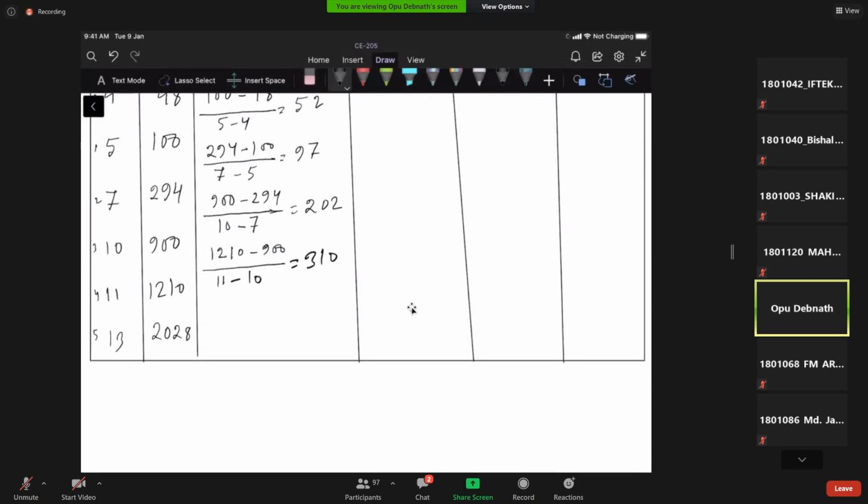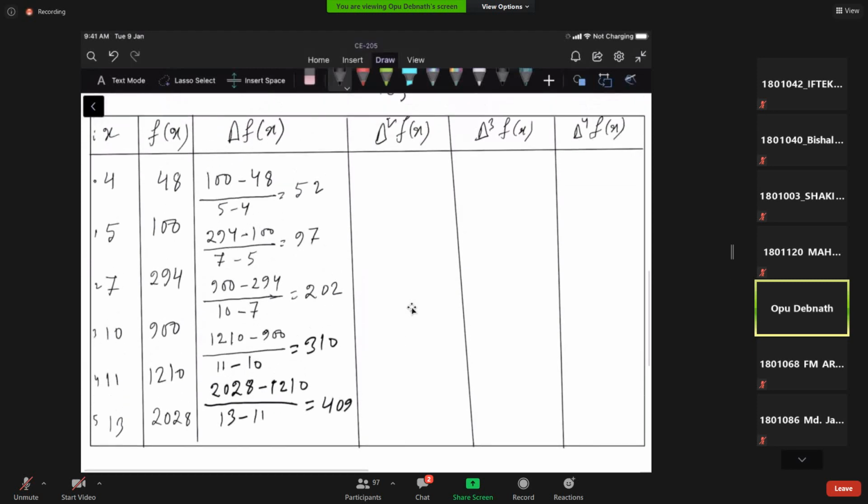The last one, 2028 minus 1210 divided by 13 minus 11, so this will be 409. Okay, the first difference is complete.